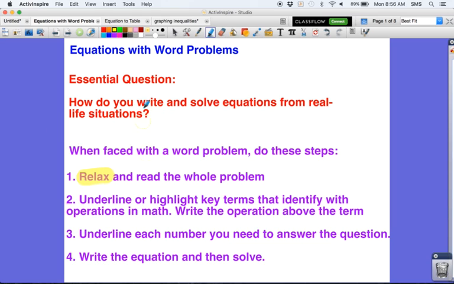Once you do that, I want you to underline or highlight, whichever you prefer, key terms that identify operations in math, and then write the operation above the term. I'll show an example of that when we start doing some problems. Then also underline each number you need to answer the question, and finally write the equation and then solve. So that's it. Make sure you get all these steps down in your notes.